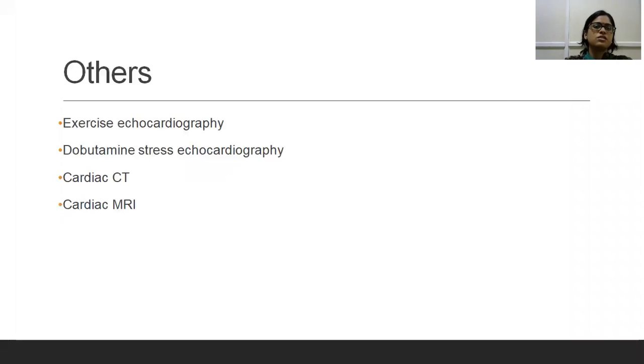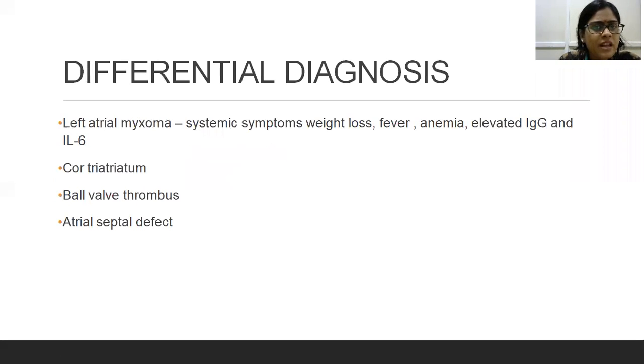So other investigations you can do are exercise echocardiography, dobutamine stress test, cardiac CT, and cardiac MRI. So differential diagnosis are left atrial myxoma. These are all basically causes of compromised left atrial outflow. Okay, so other differential diagnosis are left atrial myxoma, cor triatriatum, ball valve thrombus, and atrial septal defect. Atrial septal defect also, you have a loud S1, you have a mid-diastolic murmur, which is accentuated during exercise. The difference is made out when you do a 2D echo.